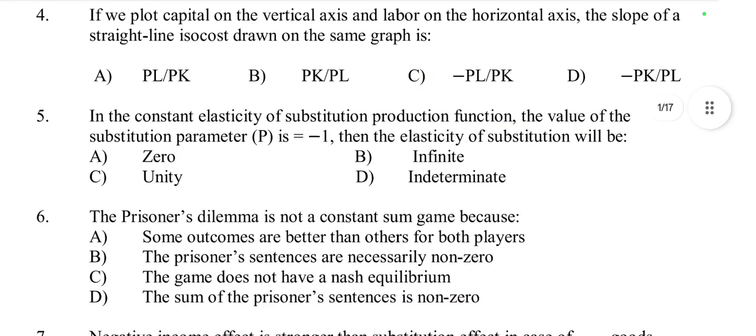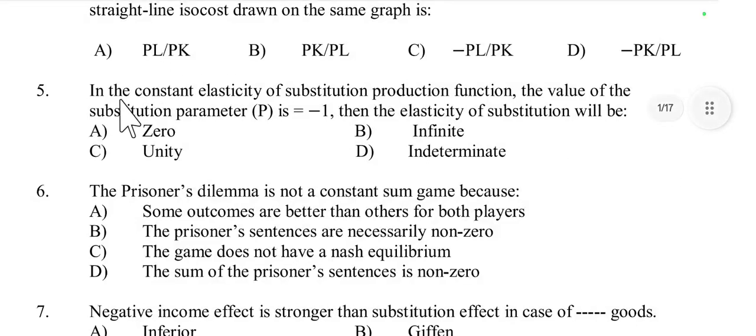Then question number 5. In the constant elasticity of substitution, CES, production function, the value of the substitution parameter P is minus 1. So if the value of the substitution parameter P is equal to minus 1, then the elasticity of substitution will be: 0, 1, infinite, or indeterminate. So here we have to find out the value of elasticity of substitution.